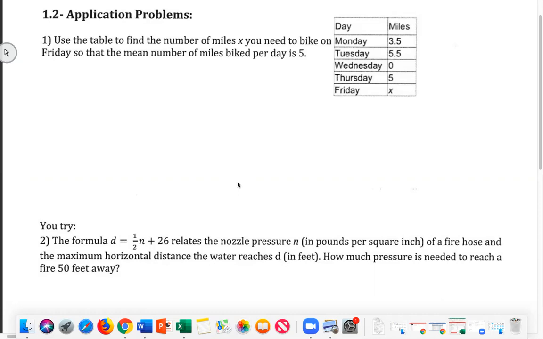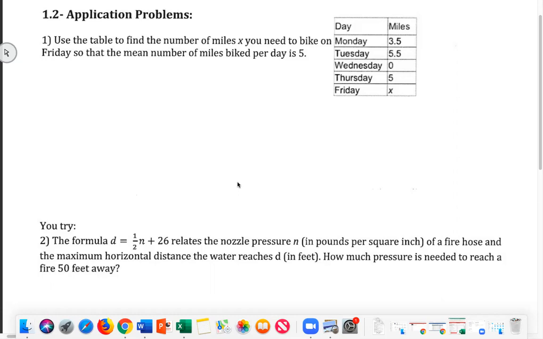One, what does mean mean? That's the middle. No, but you're in the right ballpark, because there was mean, median, and mode. And the middle number is median. Mean is all the numbers added up and divided by how many. Yeah, and that's what you just said, right? So the mean is a fancy way of saying average.